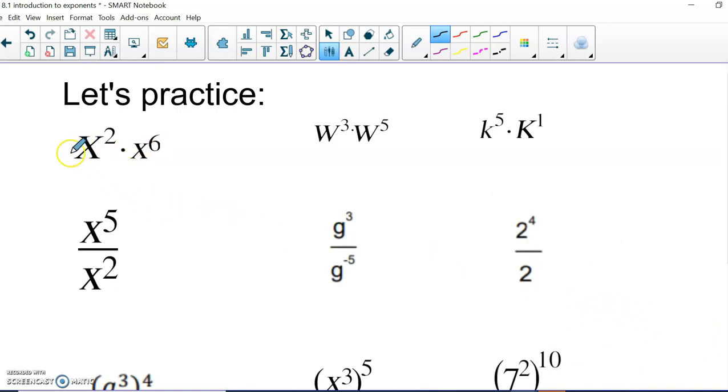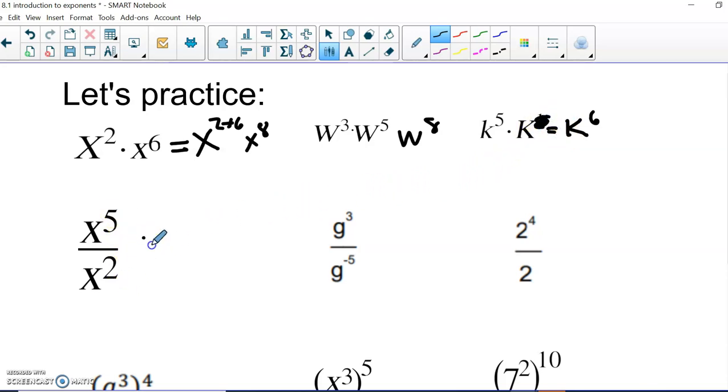All right, here's the first one. We're multiplying. Remember, multiplying means we're going to add them. So I have 2 plus 6, or x to the eighth power. Again, multiplying, same base, we're just going to add those, so we get w to the eighth power, and the last one, 5 plus 1, we get 6. If they don't have a power there, if nothing's there, we can assume it's a 1, okay? So if you see one without a power, just go ahead and put a 1 there.